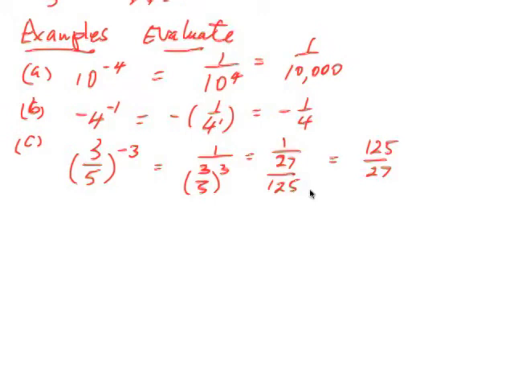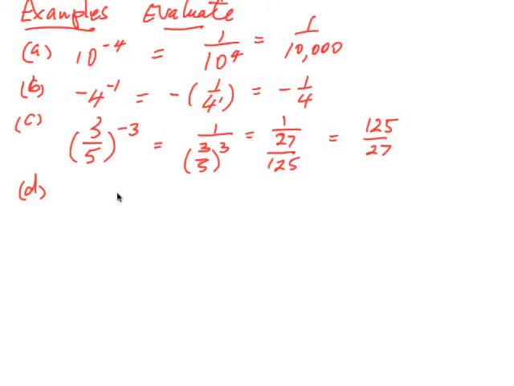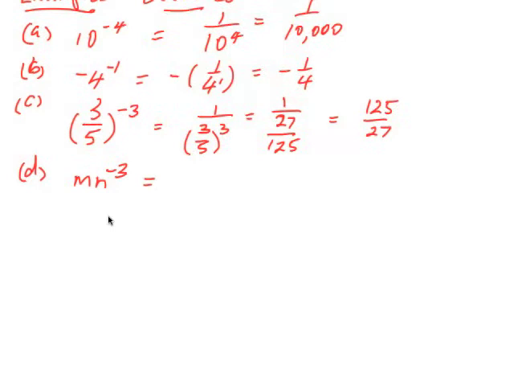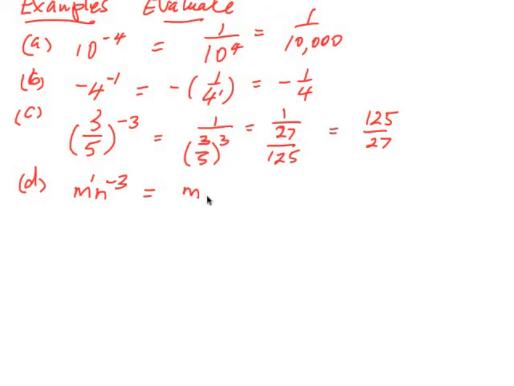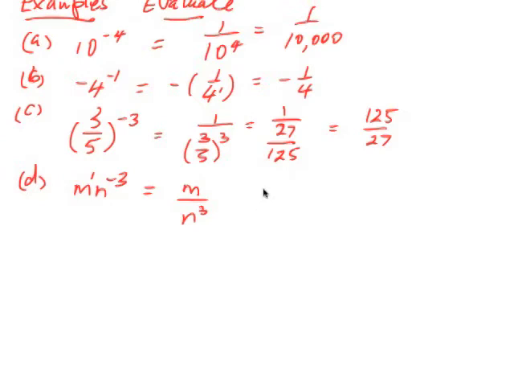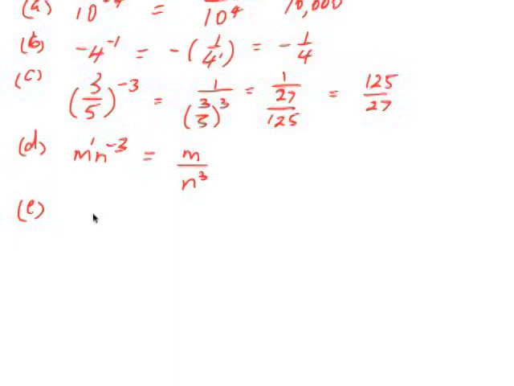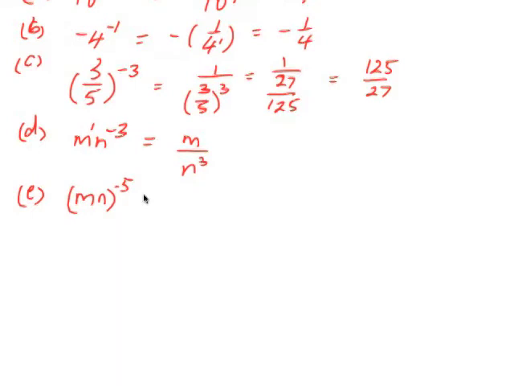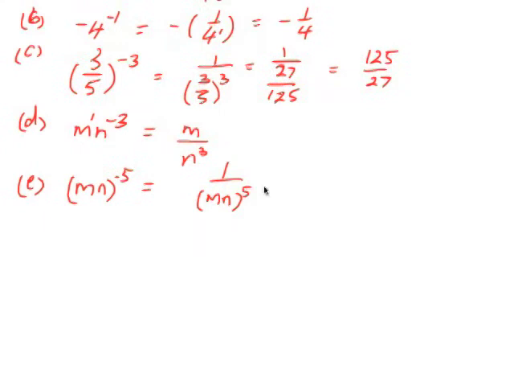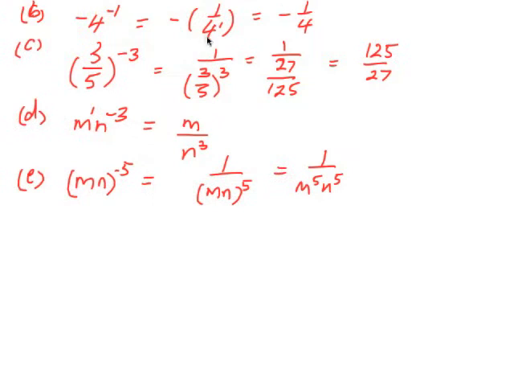Okay, what if we have something like m to the negative 1, n to the negative 3? Now m is just raised to the power of negative 1, so this will just be m, and this will be n cubed now, would be our result. And let's do the last part here. Let's suppose that we have mn to the power of negative 5. Then, of course, this would be 1 over mn to the 5, which, of course, is 1 over m to the 5, n to the 5. Right, so that's how we do that one.